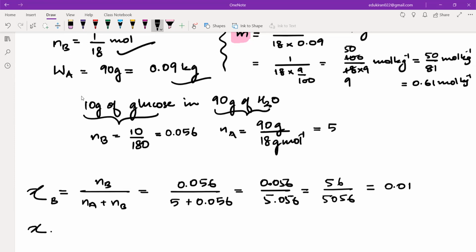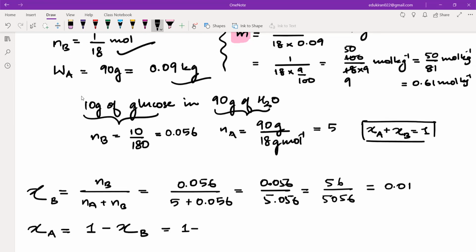So what will be chi A? It will be equal to 1 minus chi B. Do you remember this? Chi A plus chi B will be equal to 1. And you remember this, okay? So we have this equal to 1 minus 0.01, which will be equal to 0.99. Okay, 0.99. This is for water, and the chi B is for glucose.